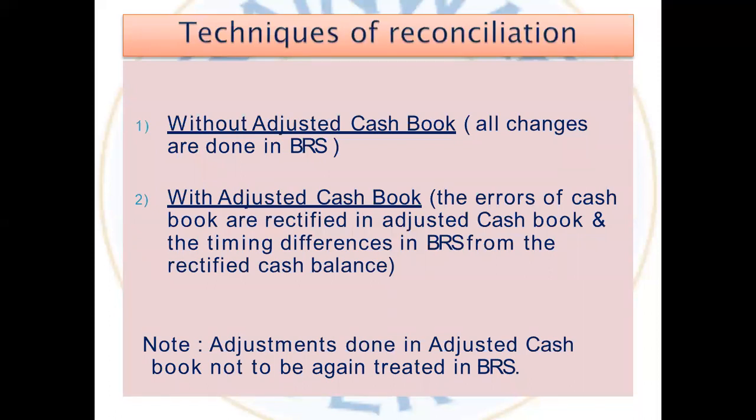Now there are two techniques. One is without adjusted cash book, meaning whatever the mismatch may be, we will write it only in the BRS. The other is with adjusted cash book, where the errors of the cash book are rectified in the adjusted cash book, and then we can see the report. So one is just the preparation of the BRS, and the other is that after preparing, we will put those entries in the cash book also.